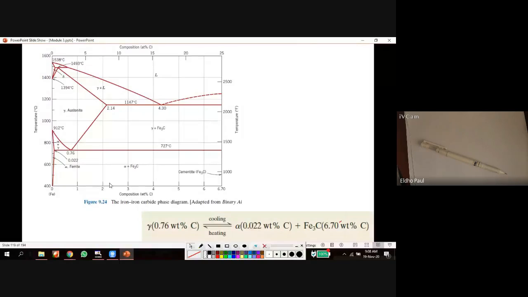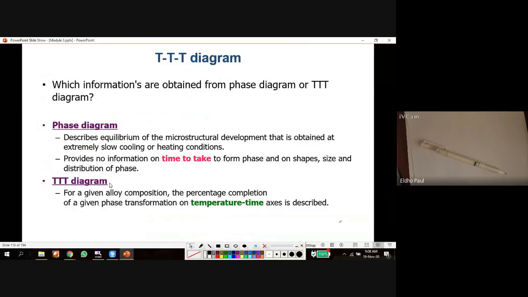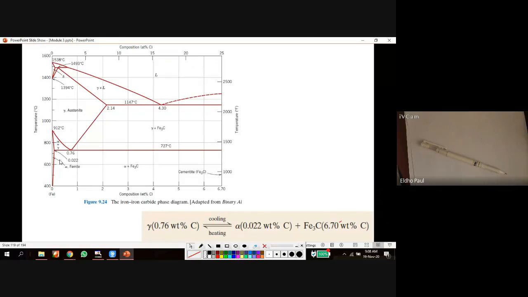I am explaining the TTT diagram only in this region, because this is our region of steel. It is the most important region. And here in this eutectoid composition, this is the reaction: gamma, that is 0.76 austenite, is converted to pearlite, with alpha and Fe3C composition, on cooling. This is a slow cooling process.